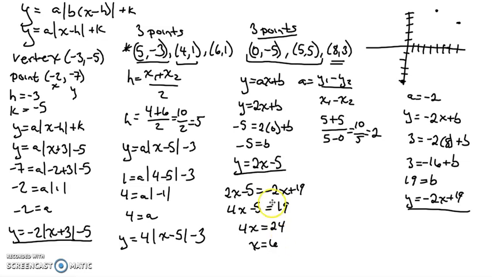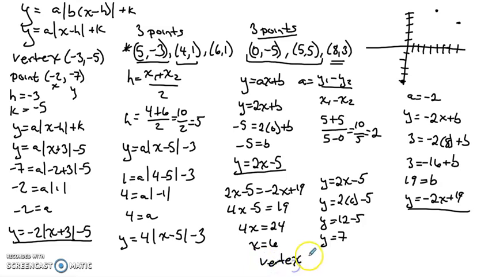We can now use either of these rules of the line to solve for y. So we have y equals 2x minus 5. I'm using this one. Again, you can use either of them. You'd end up with the same answer. So y equals 2 times 6 minus 5. y equals 12 minus 5, or y equals 7. So we know then that the vertex is the point (6, 7).